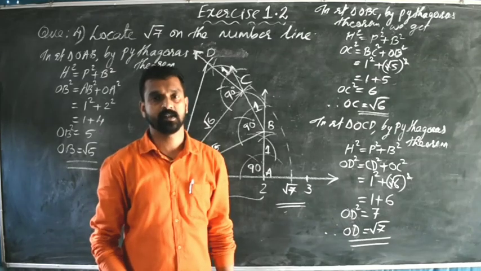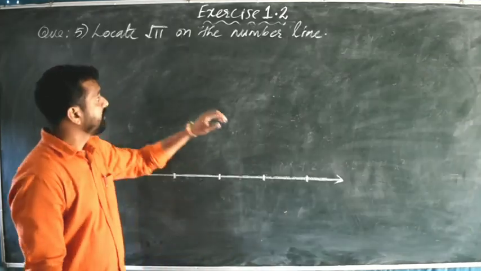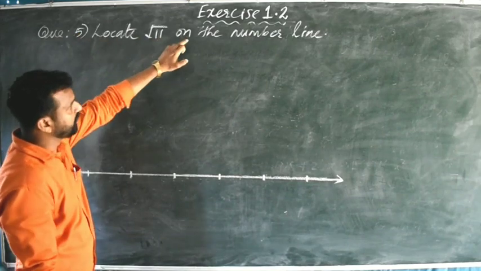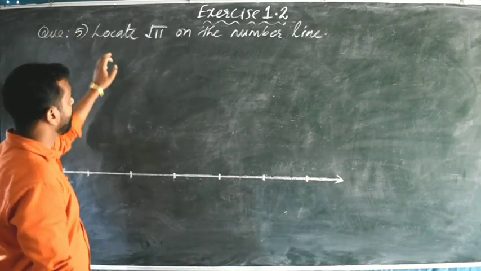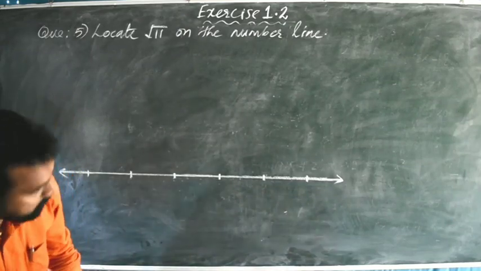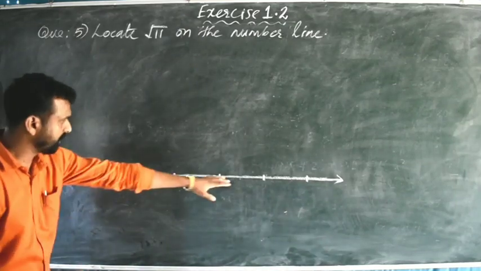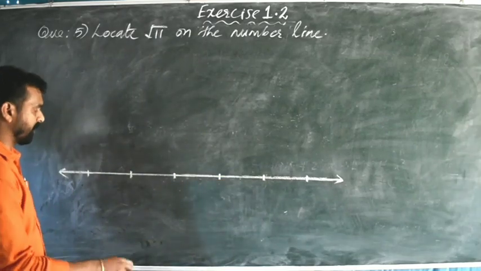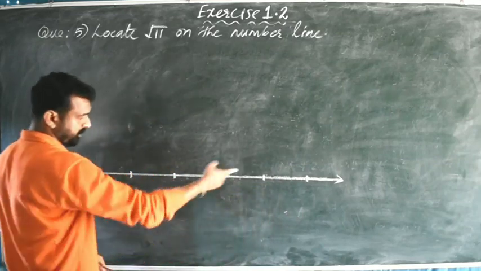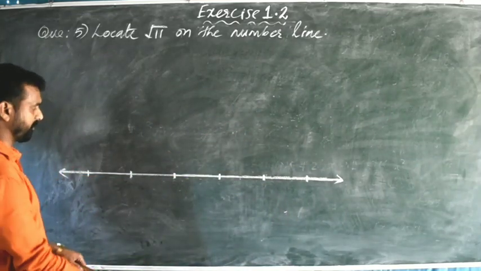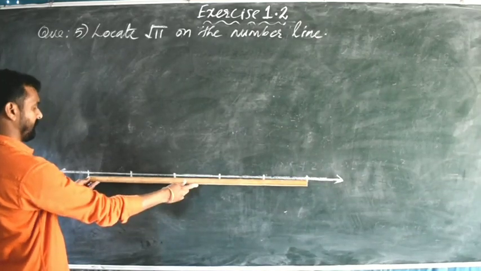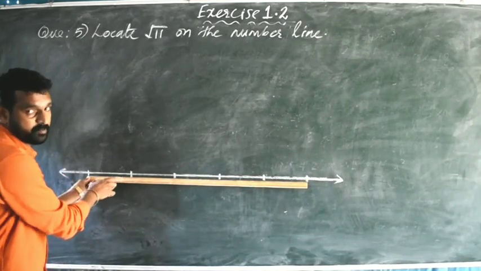Okay, now next question, question number 5. Locate root 11 on the number line. For locating root 11 on the number line also, I have drawn a number line and marked here 1, 2, 3, 4, 5, 6 points. So just draw the number line and mark those points there. And while marking these points, you remember I told that you have to take minimum 2 cm.